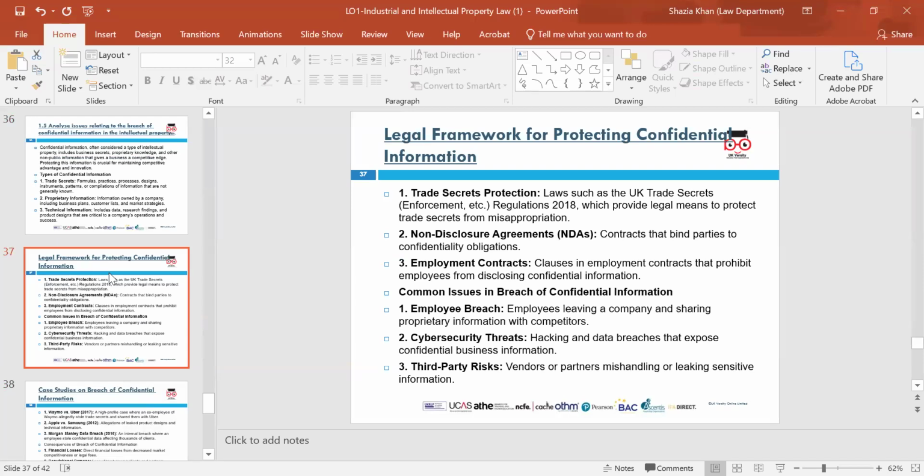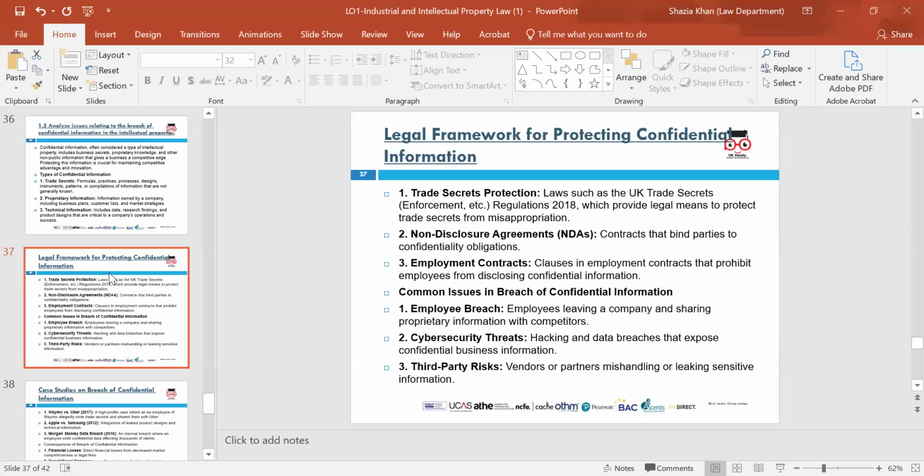Legal framework for protecting confidential information, such as trade secret protection laws: in the UK, the Trade Secrets (Enforcement, etc.) Regulations 2018; non-disclosure agreements, NDAs, contracts that bind parties to confidentiality obligations; and employment contracts, clauses in the employment contract that prohibit employees from disclosing information. For example, someone working for Coca-Cola would not disclose the ingredients or the formula.